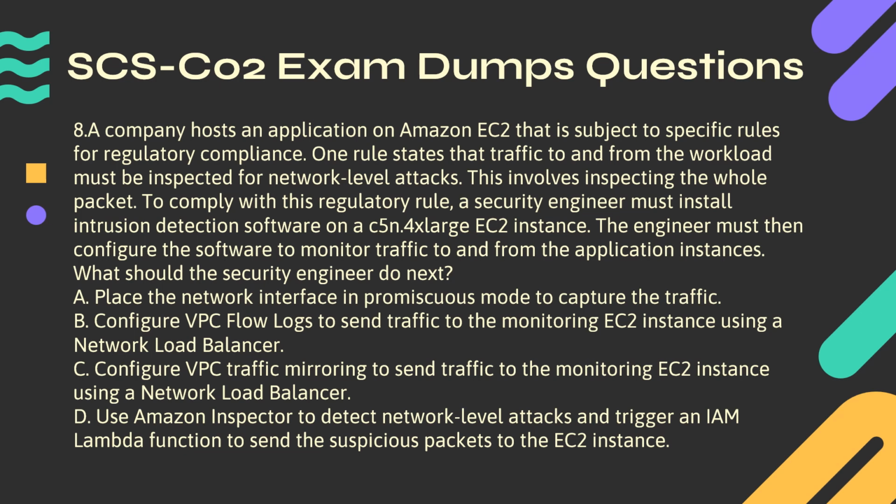A. Place the network interface in promiscuous mode to capture the traffic. B. Configure VPC flow logs to send traffic to the monitoring EC2 instance using a Network Load Balancer. C. Configure VPC traffic mirroring to send traffic to the monitoring EC2 instance using a Network Load Balancer. D. Use Amazon Inspector to detect network-level attacks and trigger an AWS Lambda function to send the suspicious packets to the EC2 instance.